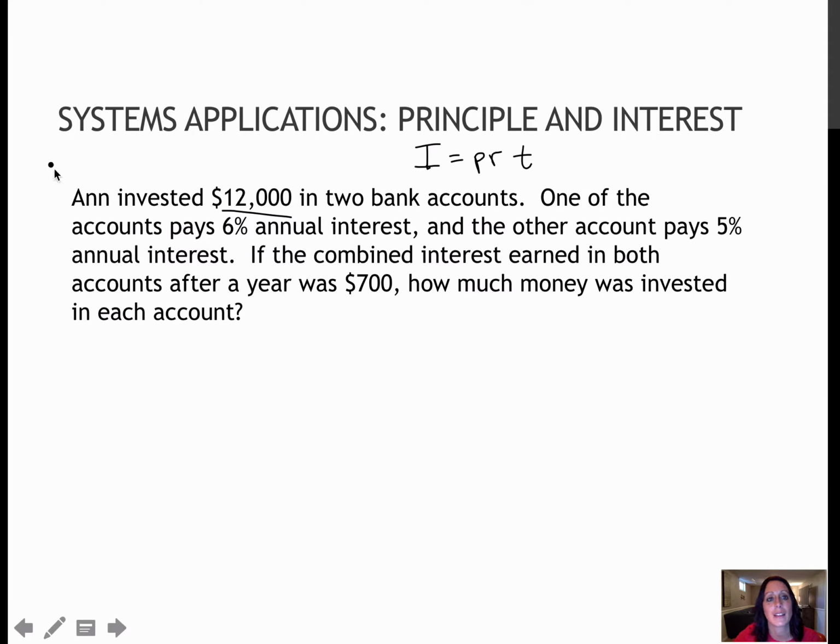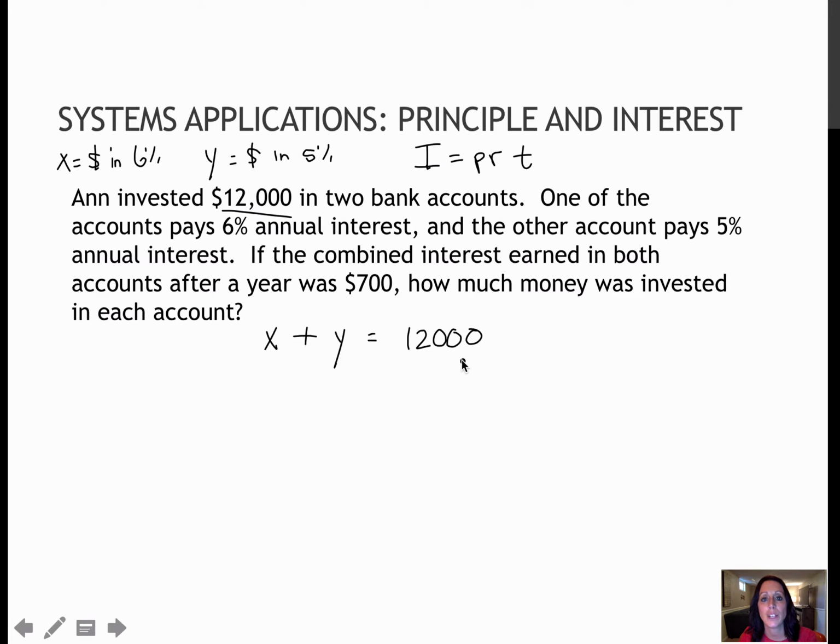That tells me that X is going to represent the money in one of the accounts, and I'm going to choose the 6% account. And Y is going to represent the money that Anne invests in the 5% account. Now total, that money, X plus Y, is $12,000. So the amount in the 6% and the amount in the 5% adds up to $12,000.